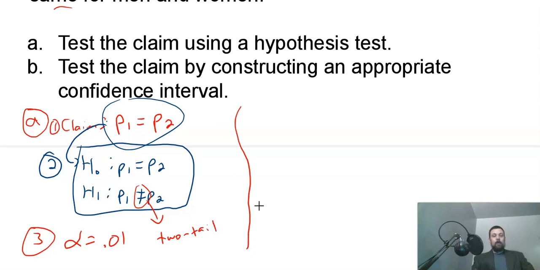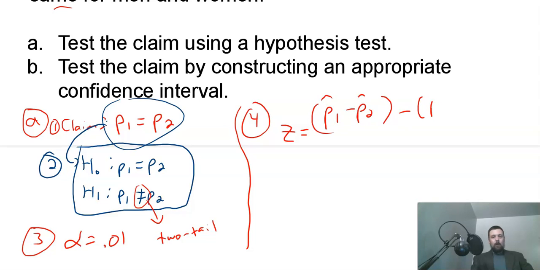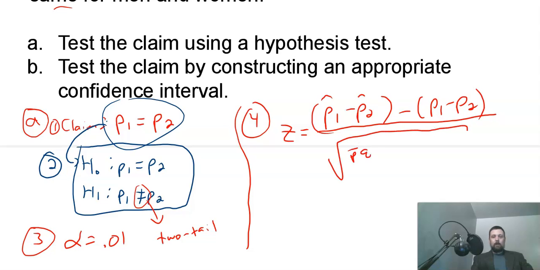All right. Now the worst part of the whole problem, the test statistic, right? So Z equals P1 hat minus P2 hat. Even though this is going to equal 0, I still like to write it in there, P1 minus P2, over the square root of P bar times Q bar over N1 plus P bar times Q bar over N2.